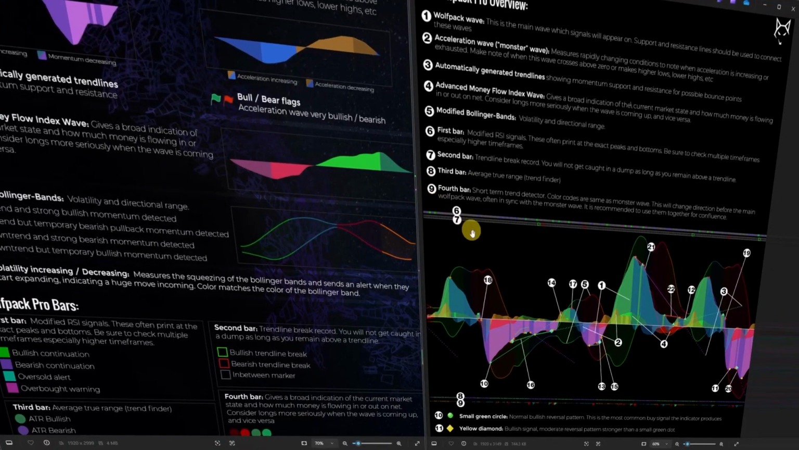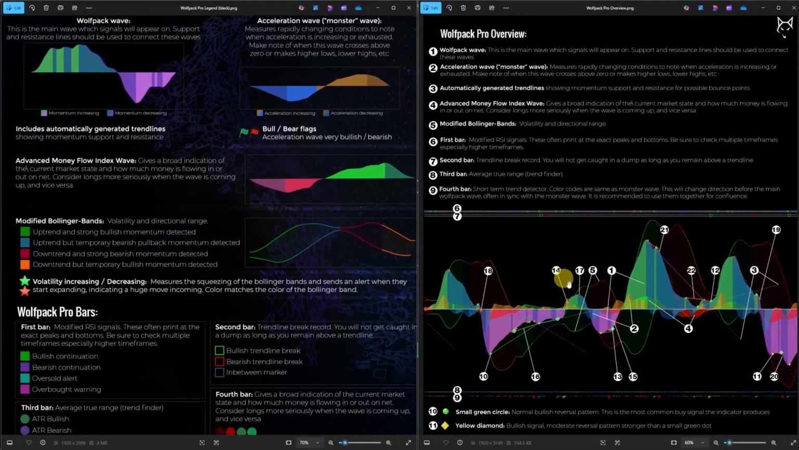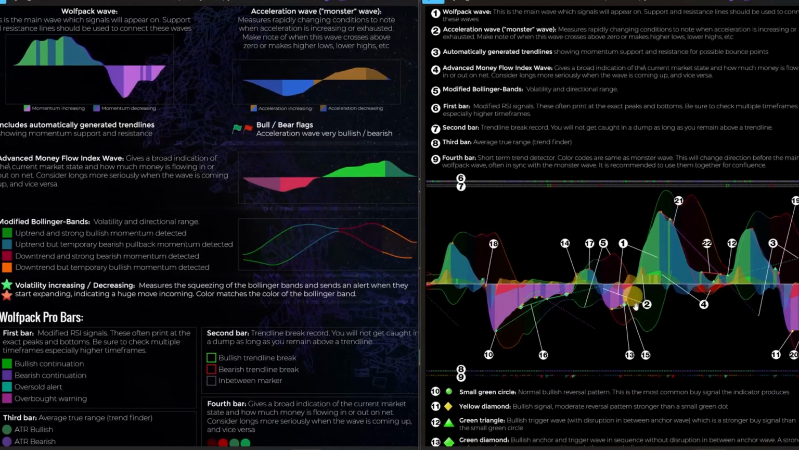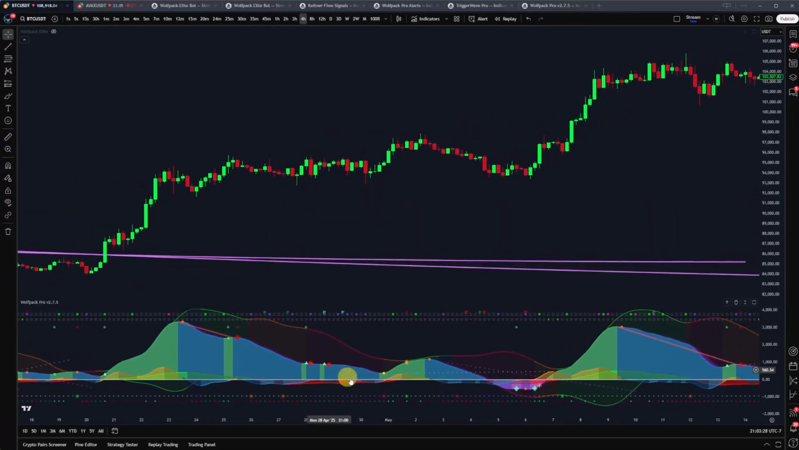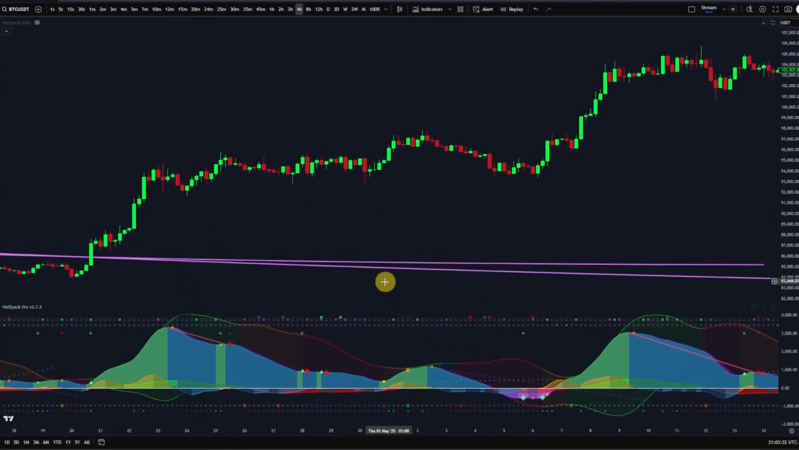This is a full in-depth review of the Wolfpack Pro Indicator. Traders who use this often have described it as the only indicator that they'll ever need, the last indicator they'll ever use, and these are the full tutorial sheets. I'm going to be going through them today, and this is how the indicator works on your screen. There's a lot of different signals. We're going to go through some trading examples, how to use it.